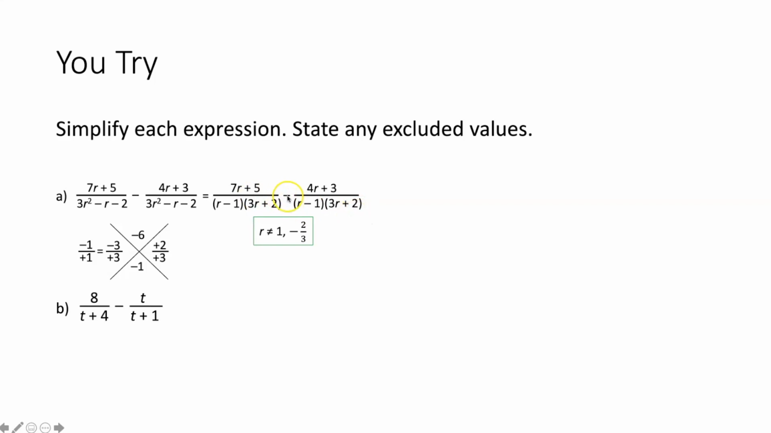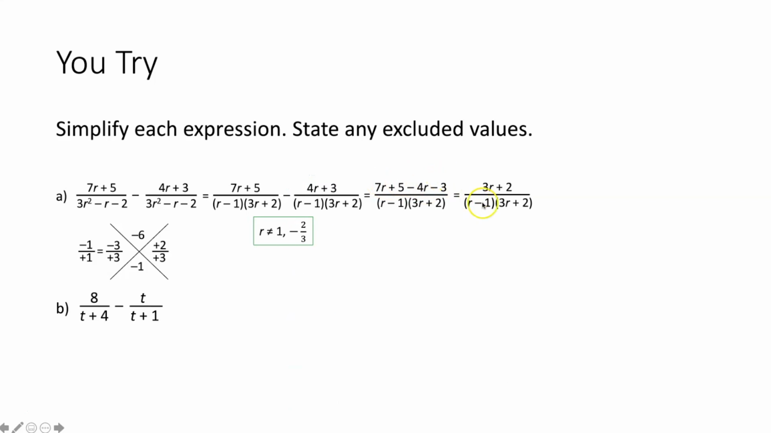common denominator. So because we're subtracting, remember, do not make the most commonly made mistake, which is to not distribute this negative. We need to distribute it to the 4r and to the 3. So when we put this all over r minus 1 times 3r plus 2, our numerator is going to be 7r plus 5 minus 4r minus 3.